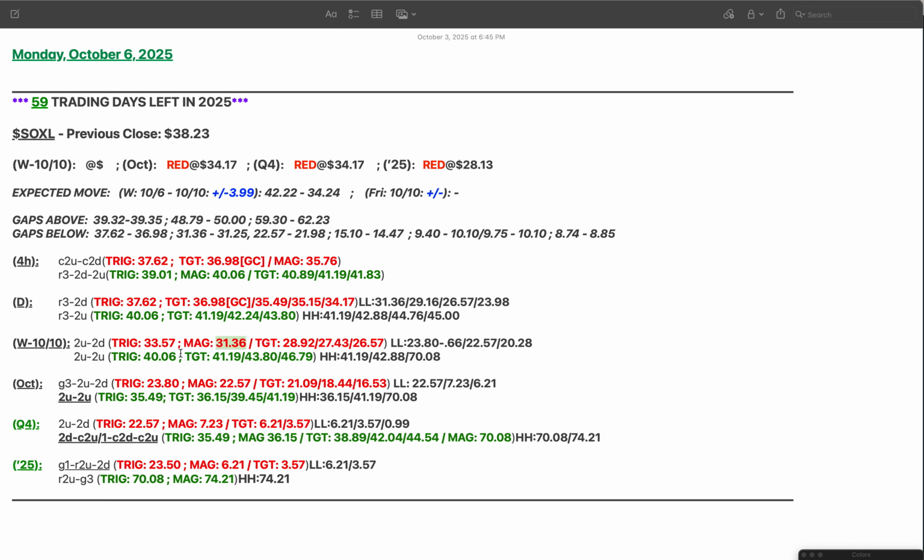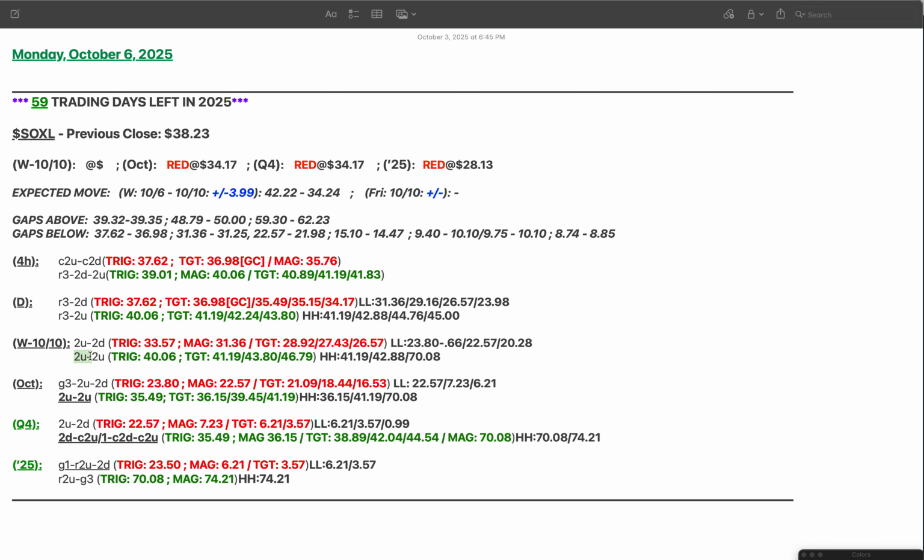A decent move. $2 for SOXL at this price is a decent move, but you could see that in a matter of one, possibly two days, right? So if magnitude is reached and there is continued movement to the downside, then the extended targets would be 28.92, 27.43, and 26.57.